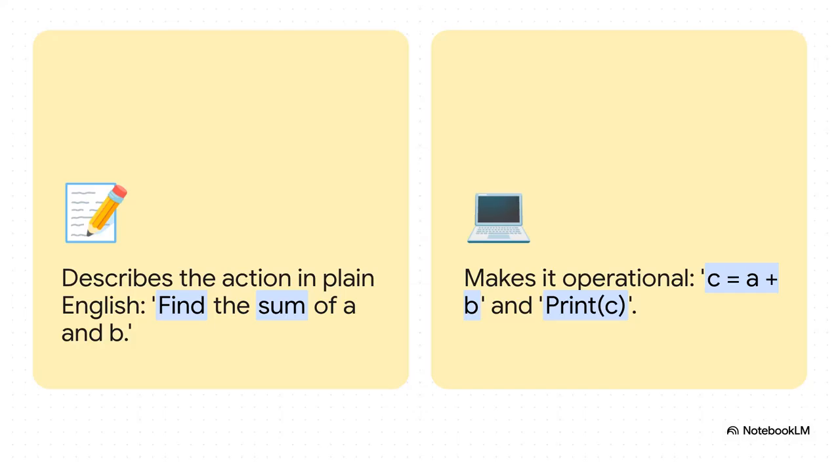This comparison here shows that evolution perfectly. Look at the left. The algorithm describes the action, find the sum. But on the right, the pseudocode makes it more direct, more operational. C equals A plus B. It's the exact same logic, just one step closer to what real code looks like.